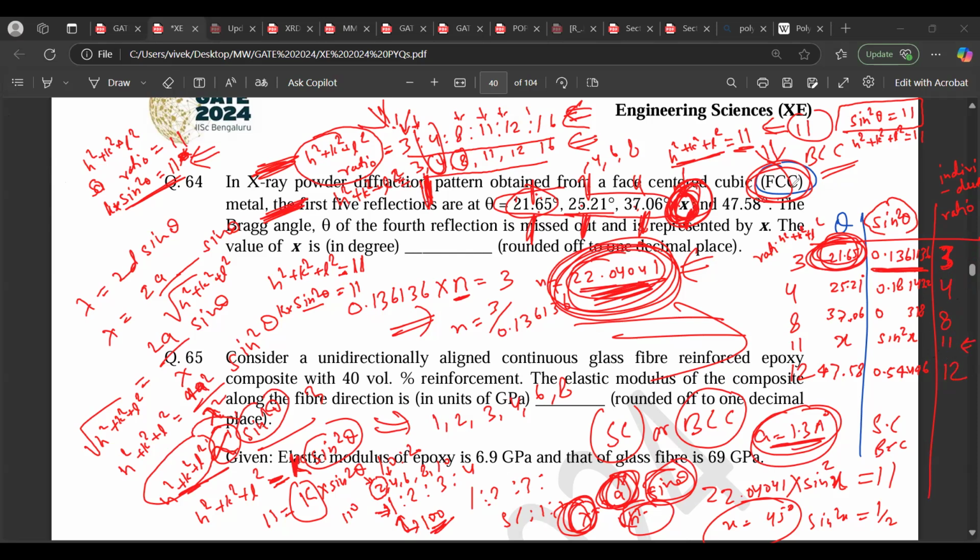Because it is already given as FCC, if it is not, everything is matching. So you need to find out how much you have to multiply in this to get 11. How much do you have to multiply in this to get 3? How much do you have to multiply in this to get 4? It's simple mathematics.